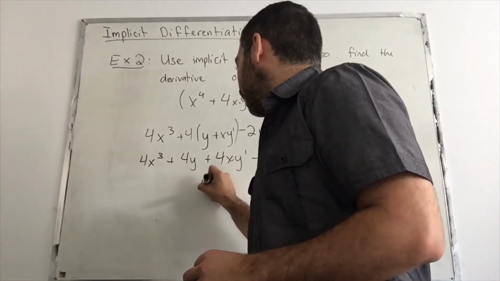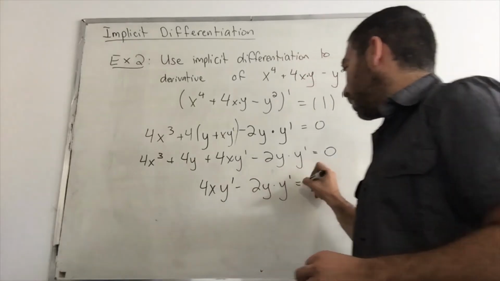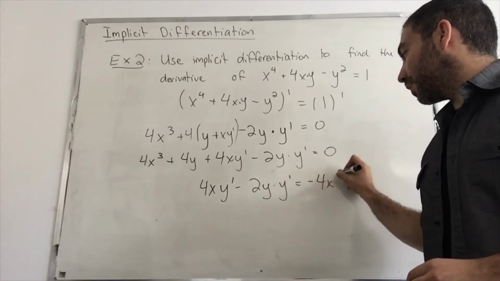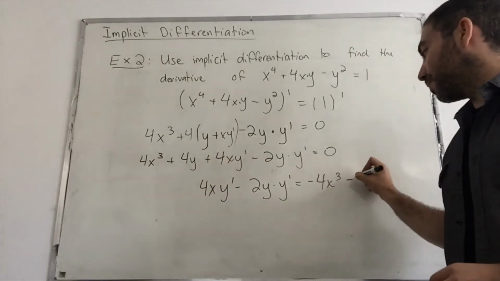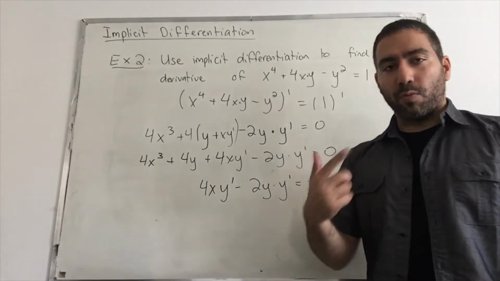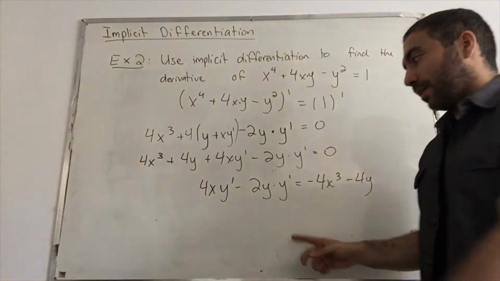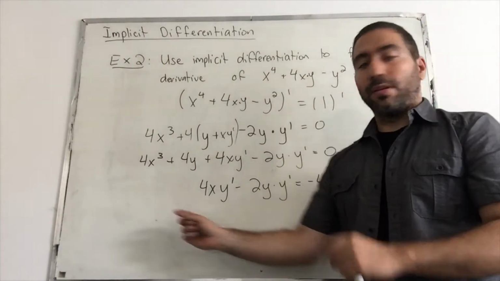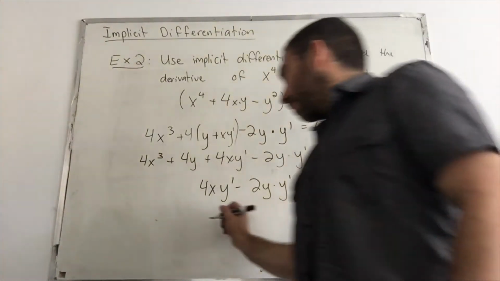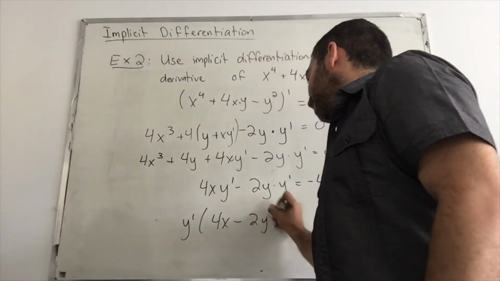So we get 4x y prime minus 2y times y prime equals, we're moving over the 4x cubed to the other side, so it becomes negative 4x cubed, and we're moving over the 4y, so it becomes minus 4y. Okay, and our goal is to get y prime. We want one of them. Here we have 2. How do we go from 2 to 1? Well, to answer that, it's essentially just factoring it out. By factoring out a y prime, we went from having 2 y primes to a single y prime. So if we factor out a y prime, we're left with 4x minus 2y on the left hand side.